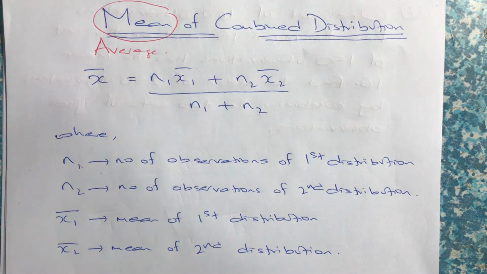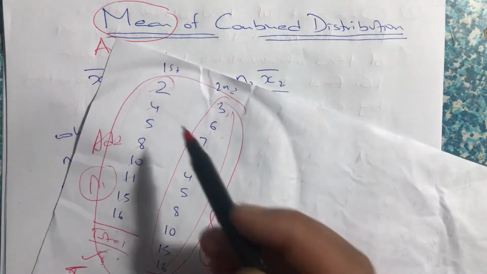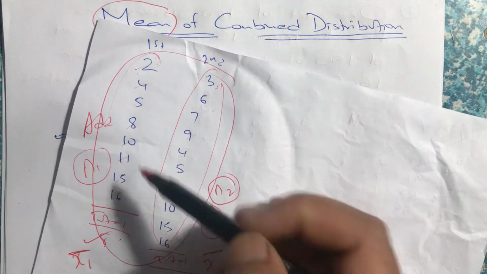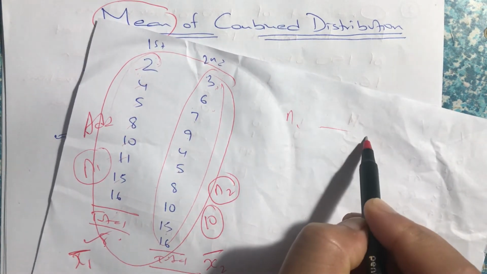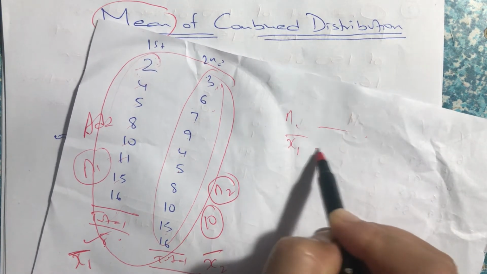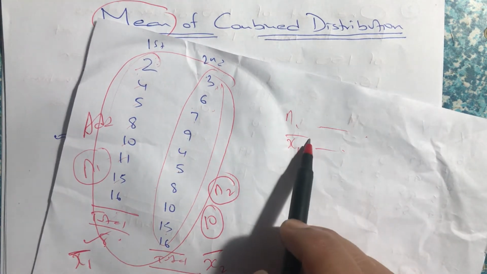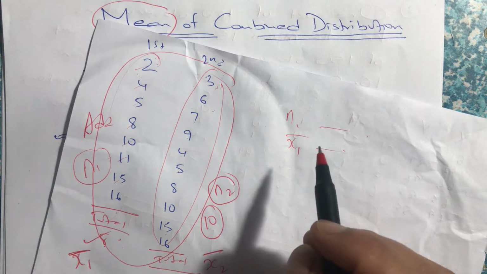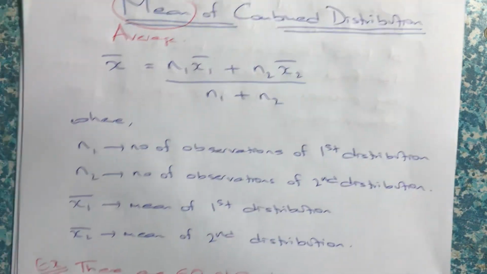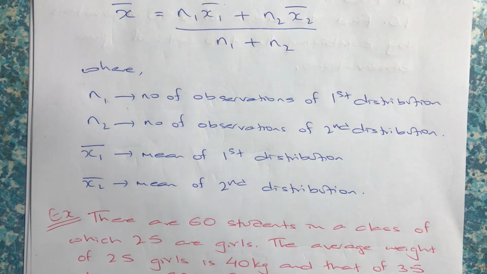But usually you don't have to worry about all these, because usually n1 is directly given to you in the question, x1 bar is also given to you in the question, so they will directly give you these kinds of values. You just have to make sure that you identify them correctly. For example, let's say we have this question.